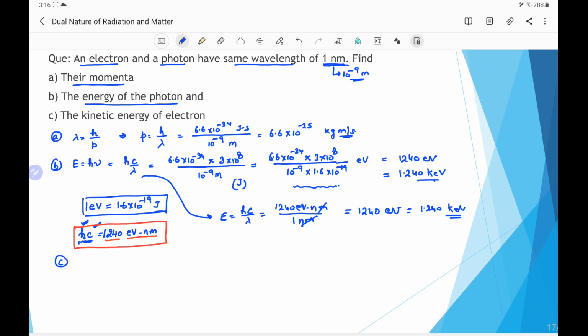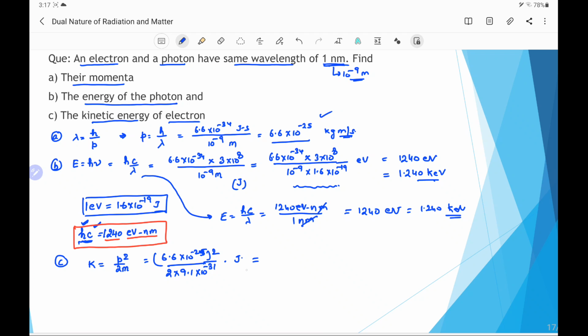In part C, the kinetic energy of the electron. We know that kinetic energy has a relation with momentum as K equal to p square by 2m. Here m is the mass of the electron, p is the momentum of electron. We have calculated that momentum of the electron is 6.6 into 10 raised to the power minus 25. So we calculate here it is 6.6 into 10 to the power minus 25 square divided by 2 into mass of electron, that is 9.1 into 10 to the power minus 31, and this kinetic energy will come in joules.